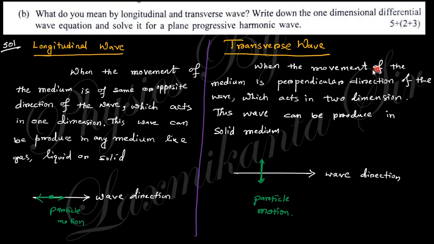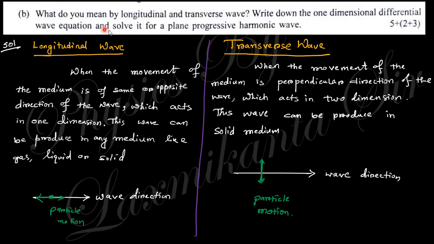Transverse wave is when the movement of the medium particle is in a perpendicular direction to the wave, which acts in two dimensions. This wave can be produced in a solid medium. Okay, so this is longitudinal and this is transverse.